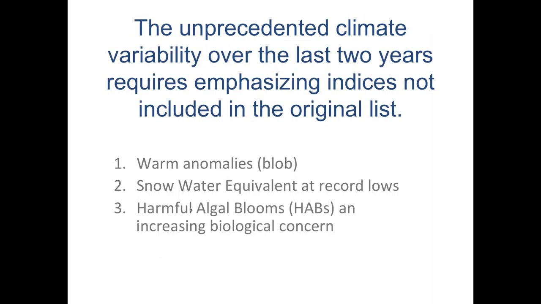And I want to end up with just talking about what's happened over the last 2 years. I do this because it shows how important it is to reassess and re-examine the indicators. We had three very important events in the last year that would suggest changing some of the indices. So one is the warm anomaly, the blob, if you will. The other is the snow water equivalent, which was at record lows. And the third is the harmful algal blooms that have occurred this last year.